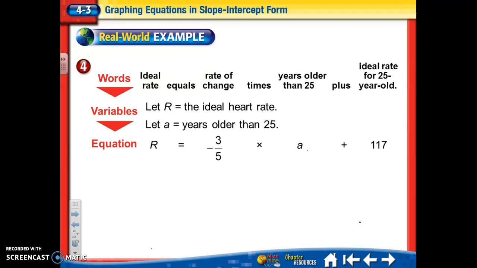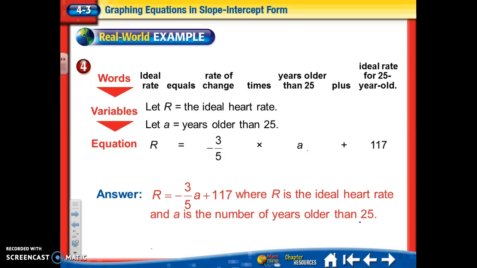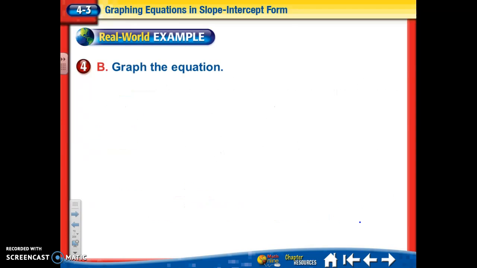Then they did R, the ideal heart rate, is equal to negative 3/5. So down 3 over 5. So down 3 beats per minute for every 5 years over. And then I don't like the X in there, but it's times A, whatever age you're going to deal with that's over 25, plus 117. So there's your equation. Now, from there, they want us to graph it.